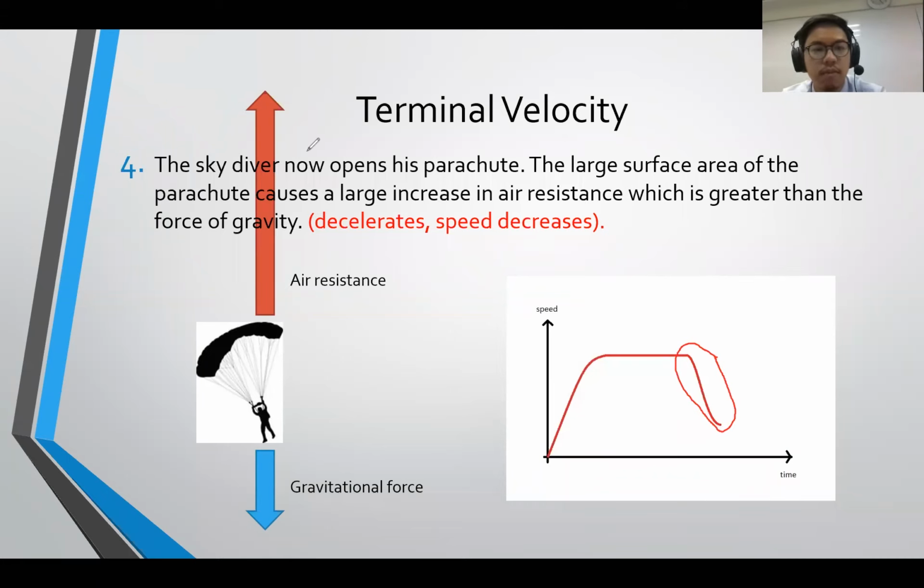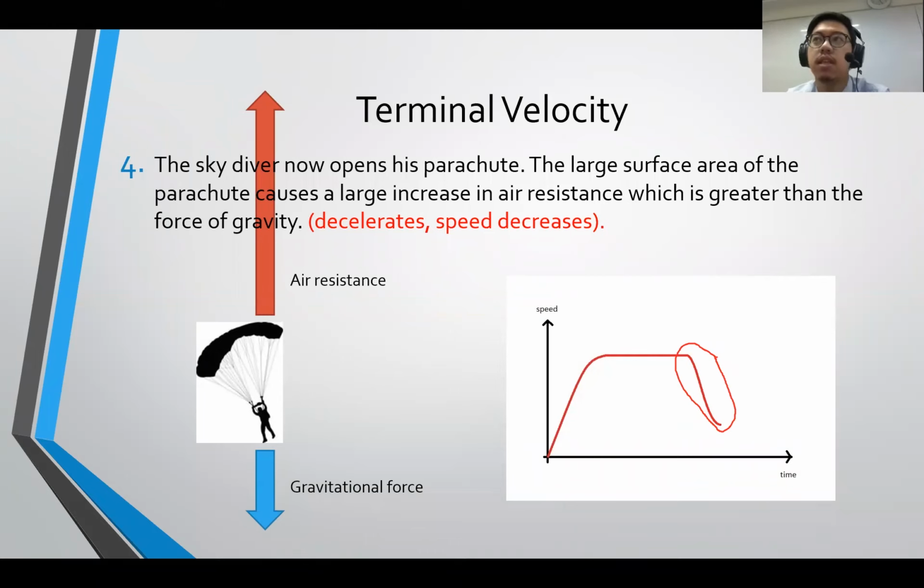Okay, so why do you have a bigger air resistance? Because you have your parachute out this time, and your parachute has a large surface area. And remember, surface area affects the air resistance. So your parachute has a larger surface area, and therefore now you have a larger air resistance. So your speed will now decrease, and you move slower and slower and slower. As you move slower and slower, what will happen to your air resistance?